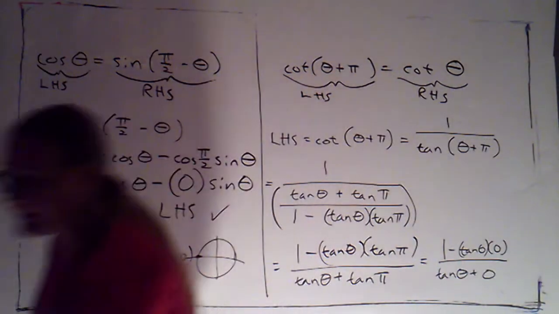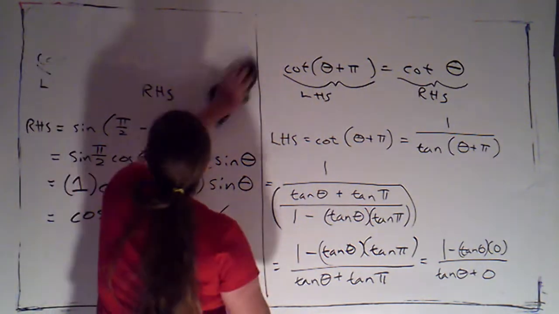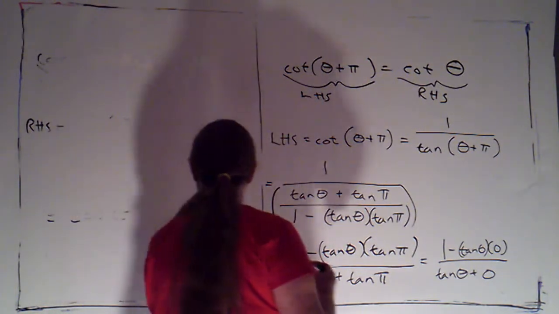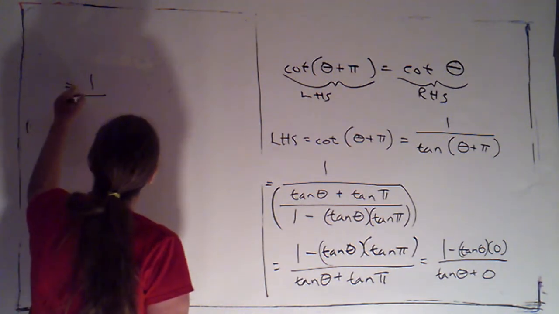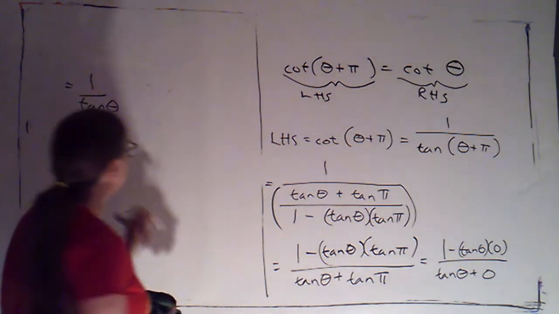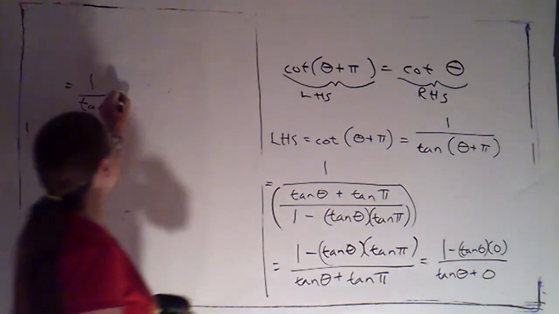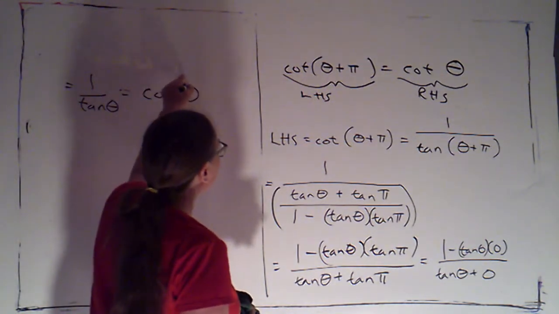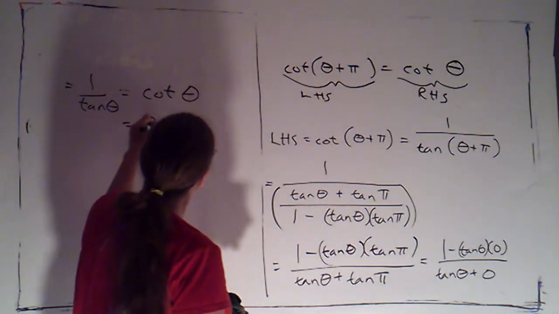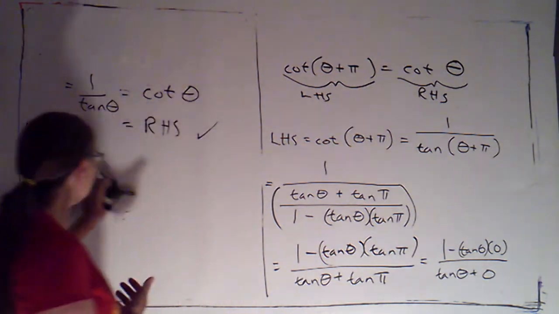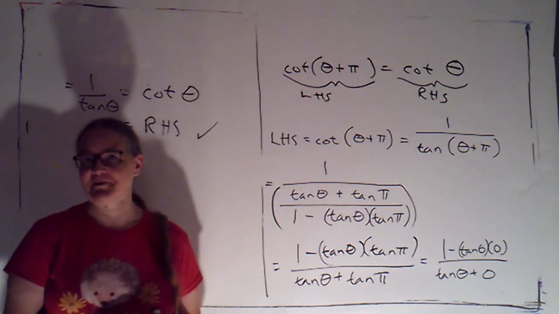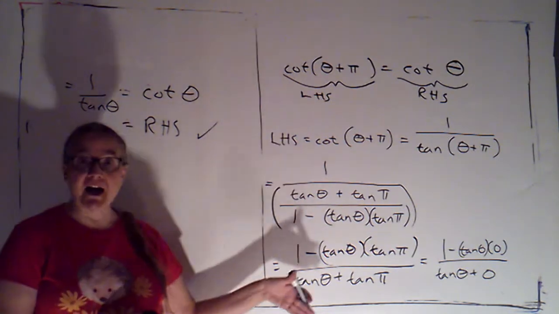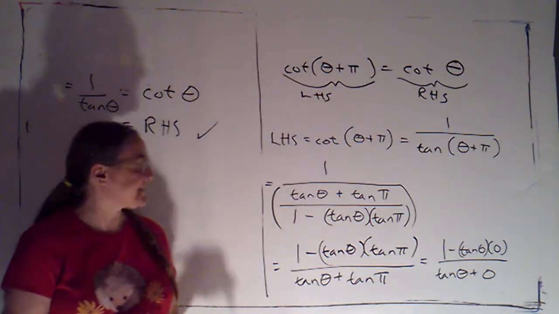I've completely run out of board space, so I'm going to erase this one and move over to the left side of the board. Evaluating that, I just get 1 over tangent of theta, but by my reciprocal identity, that's cotangent of theta, and that was my right-hand side. So we were able to prove this identity as well. And again, the other 5 periodic identities are very similar.